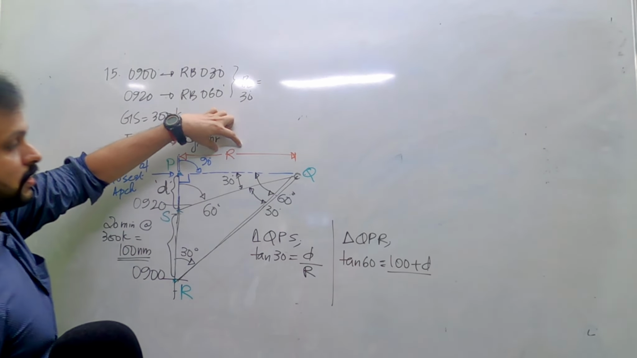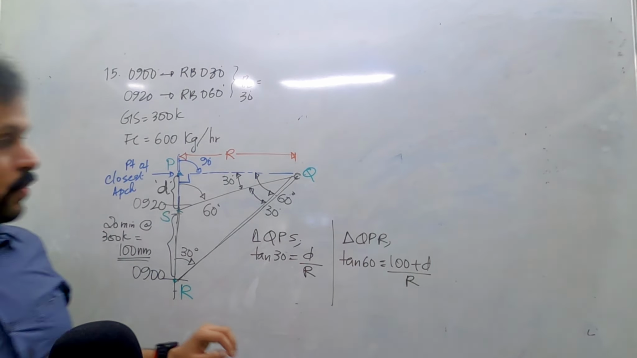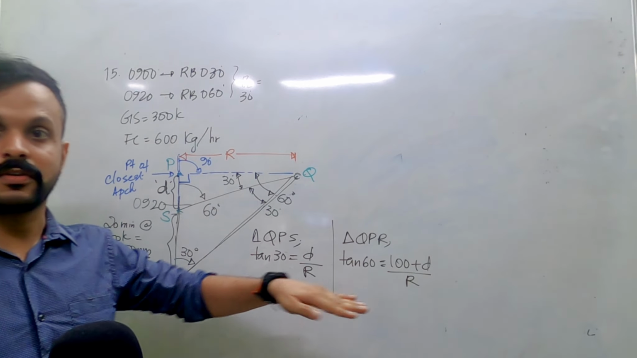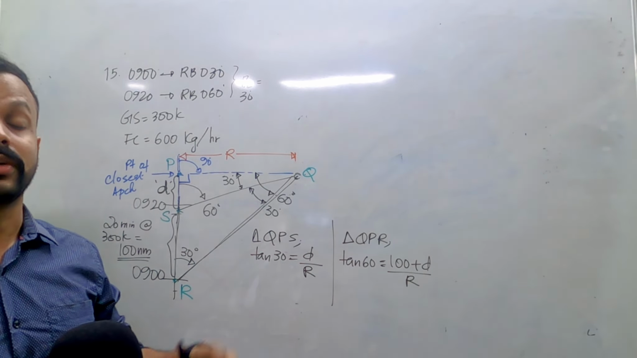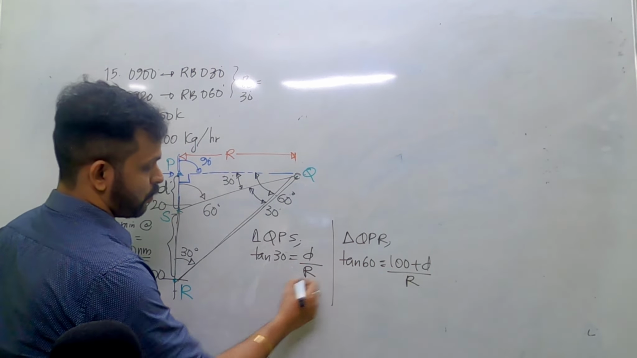Divided by R. Now, I'm pretty sure that I can solve this. Why? Because I have two equations and two variables. If the number of equations is equal to the number of variables, you can solve it. It's easy, right? So, what is D from here?